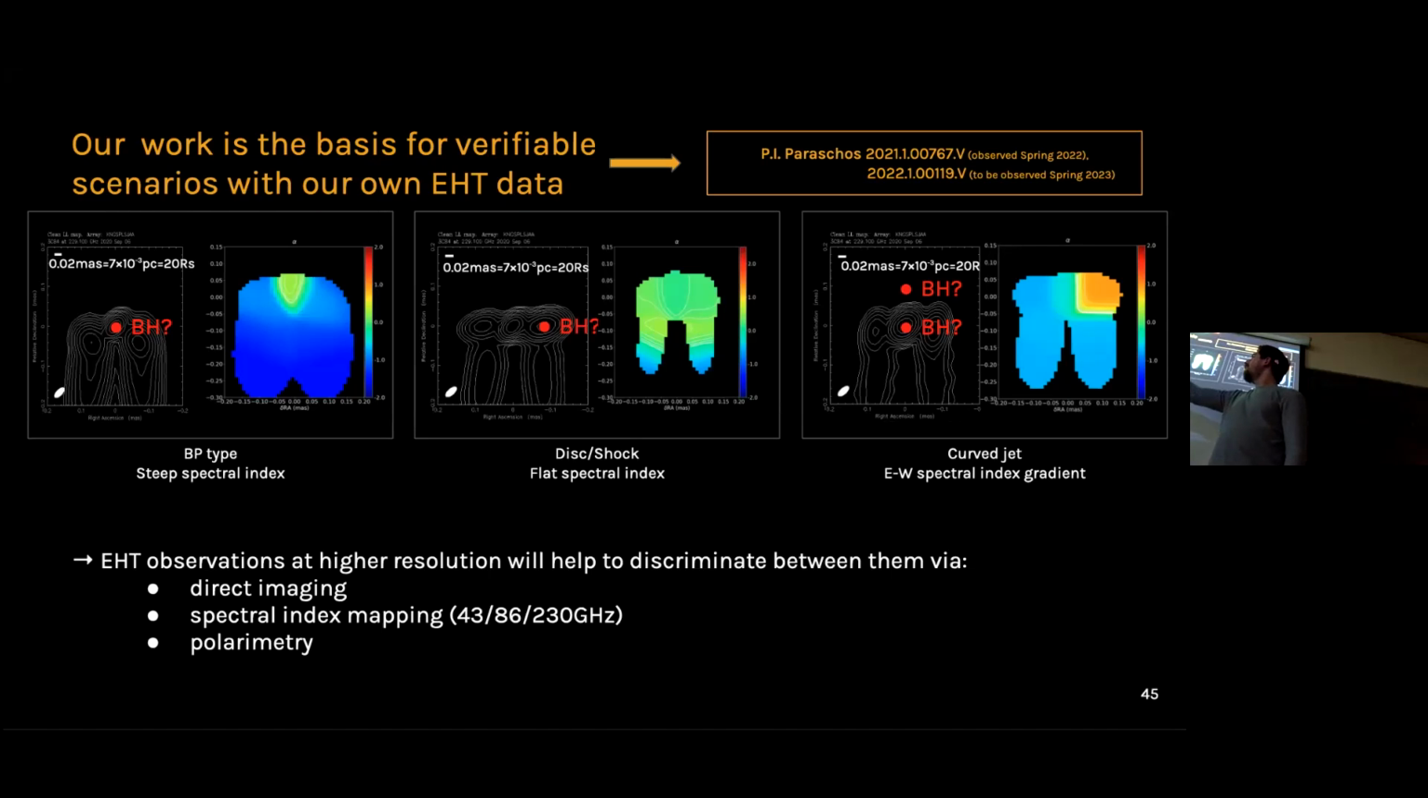If we have, as I mentioned in the beginning, a Blandford-Payne type of jet with a steep spectral index, if there's a disk or a shock in this elongated structure with a flat spectral index, or if we have a curved jet with an east-west oriented gradient. And here are some simulations of what we might expect to see.